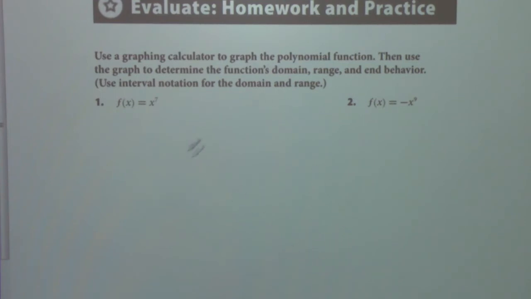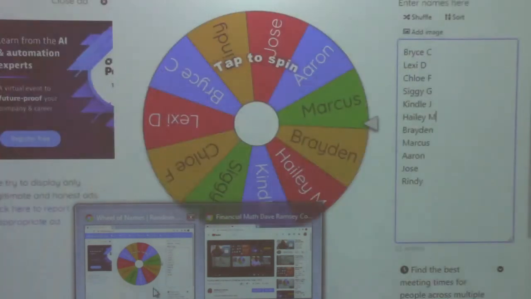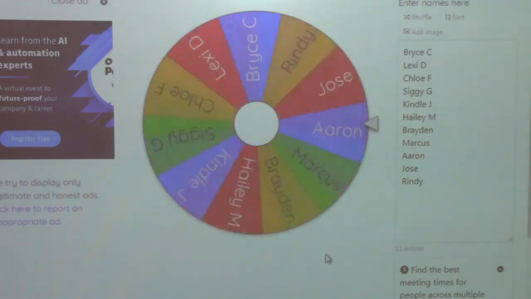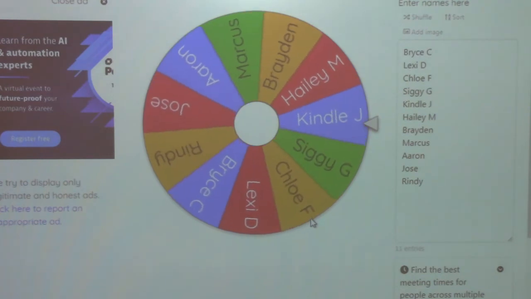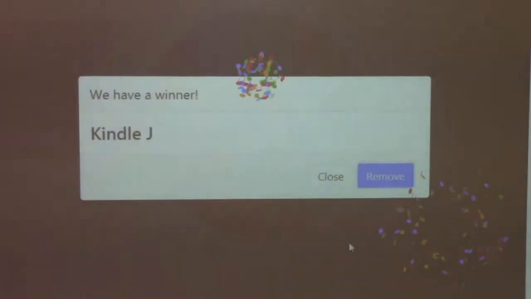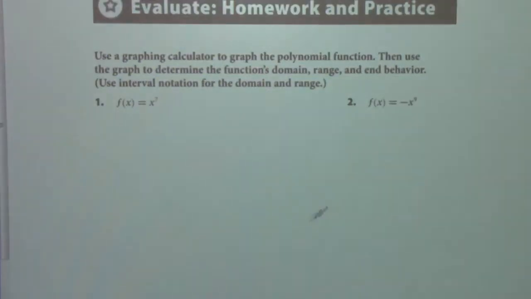Number 1, yes. So I want to choose somebody. Oh, I didn't remove Aaron from the list here. He's not going to be here today. So Kindle is not Amazon today, she's just Kindle. All right, Kindle, what do you have here for this?